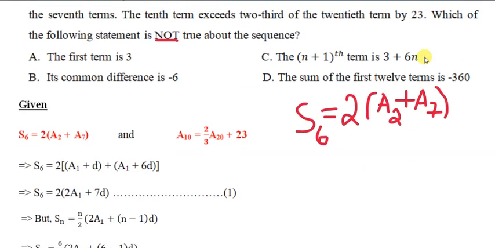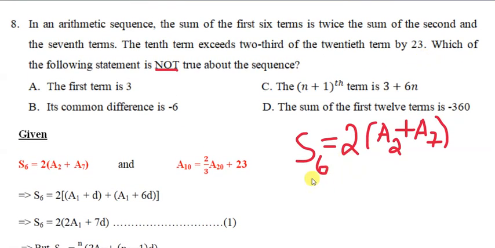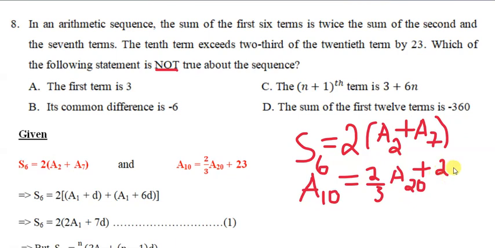What does that mean? Here, the 10th term means A10 in an arithmetic sequence, because our sequence is an arithmetic sequence. A10 is equal to 2 over 3 of A20, plus 23, because this term exceeds 2/3 of the 20th term by 23. It can be written as such.